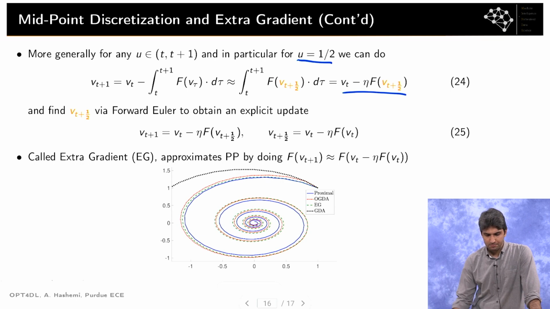We arrive at this point. We haven't done anything. Again, it's not even clear what we mean by the function value at the midpoint. But what we can do is to now approximate the update rule for the midpoint via the forward Euler discretization to get an explicit update. Okay. So what do we do then?